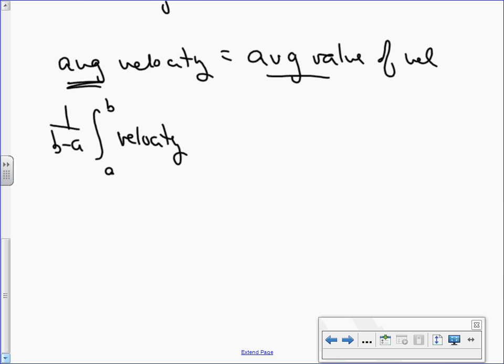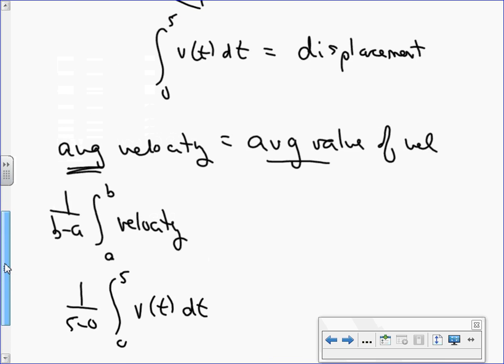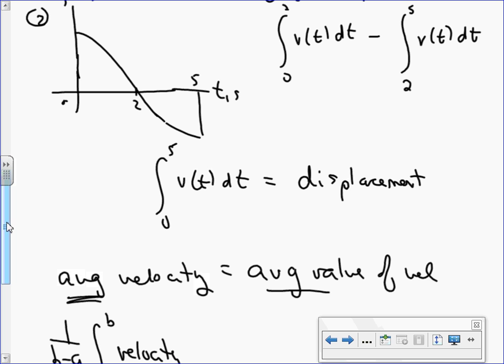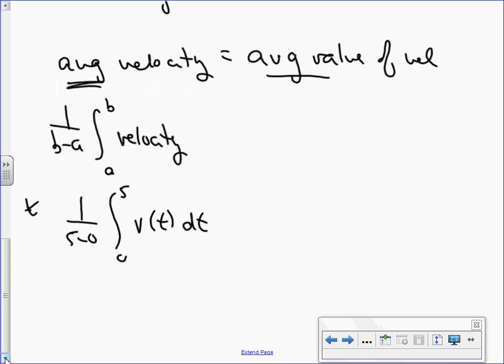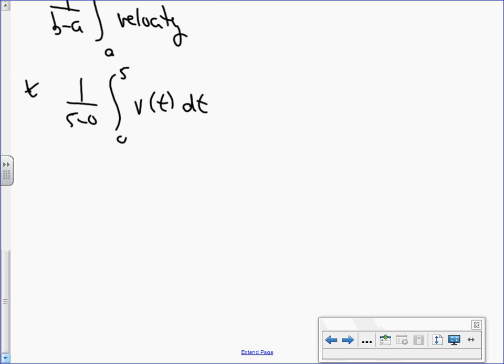So the average velocity, based on whatever your picture is, for this problem is 1 over 5 minus 0 times the integral from 0 to 5 of whatever the velocity equation was. And if I had some area information, if I knew the size of this area here and the size of this area, then I could evaluate this definite integral by using those areas up above. All right. A couple more quick things in the application format.